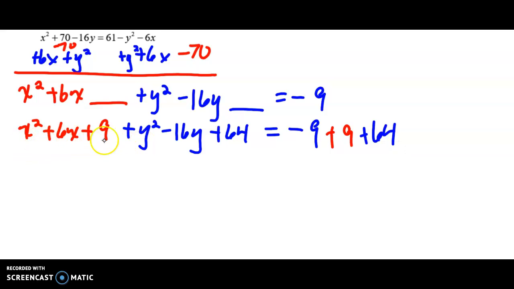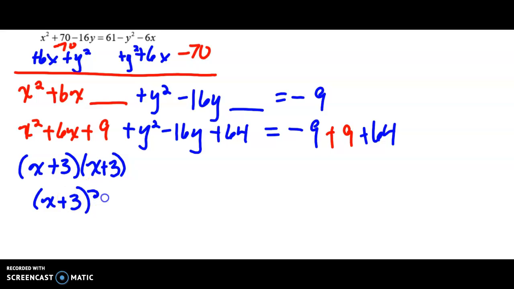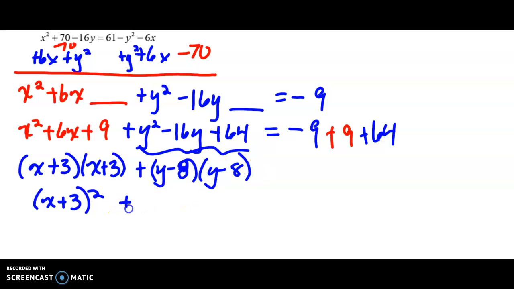I'm going to now factor this trinomial in red, and it is x plus 3, x plus 3. You can skip this step if you understand it's going to be x plus 3 squared. And then here it's going to be y minus 4. Nope, I lied. Y minus 8. And y minus 8. And again, you can skip that if you understand that that is y minus 8 squared. When we combine like terms over here, we get 64.